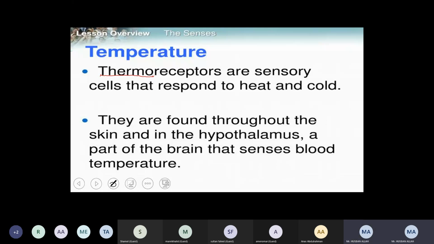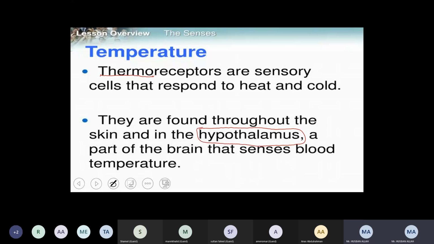They are found throughout the skin and in the hypothalamus, the part of the brain that senses blood temperature. We have internal and external stimuli. The thermoreceptor present on the skin is going to report to the hypothalamus, which is present in the brain.